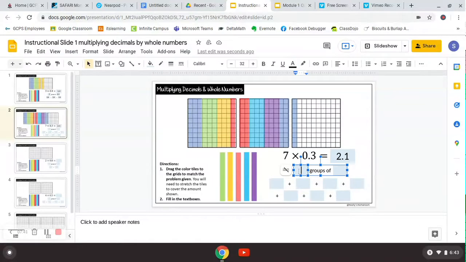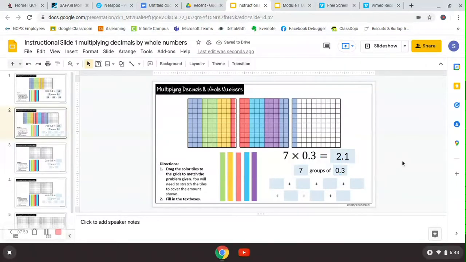Now, we have the blank groups of blank. So how many groups do we have? How many colors did we use here? We used 7 groups. And how much was in each one? 3/10, 0.3.